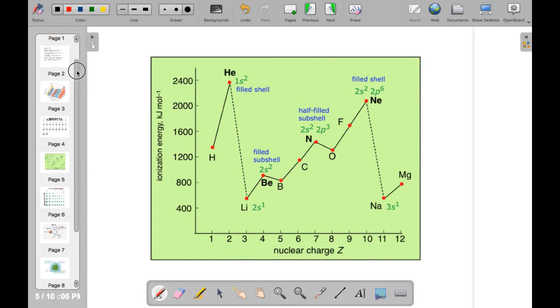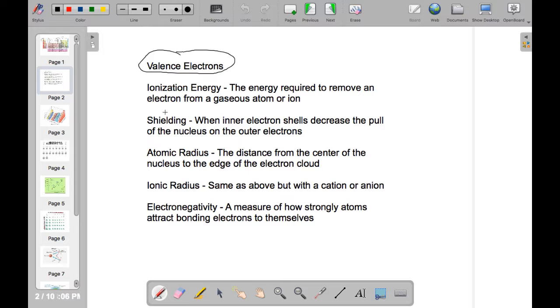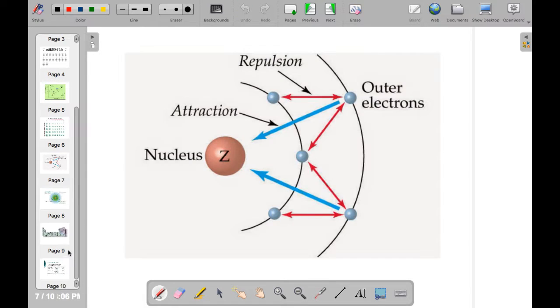Let's go down to the second topic, shielding. We've already actually just kind of touched on shielding, because when you talk about these things, you're talking about all of these things working together. But shielding is this idea.